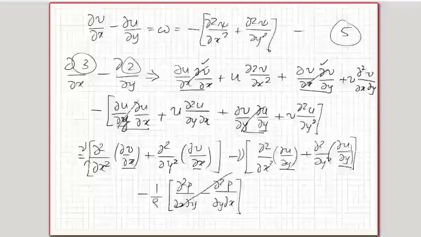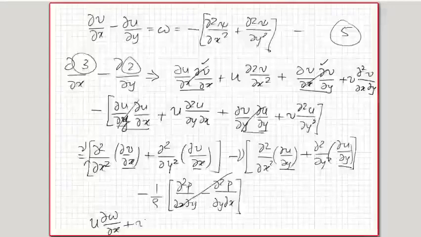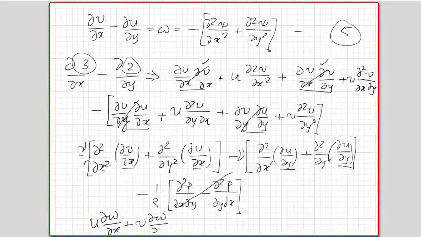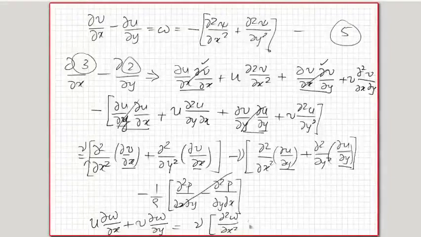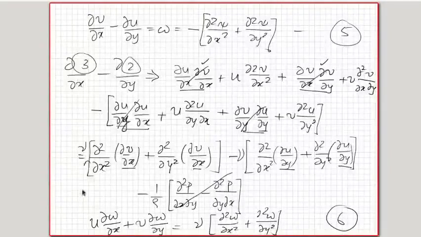So if I combine those and write, then you get u del omega by del x plus v del omega by del y is equal to nu times del square omega by del x square plus del square omega by del y square. This is equation number 6. Okay, so now instead of equations 1, 2 and 3, we have equations 5 and 6 which you have to solve.